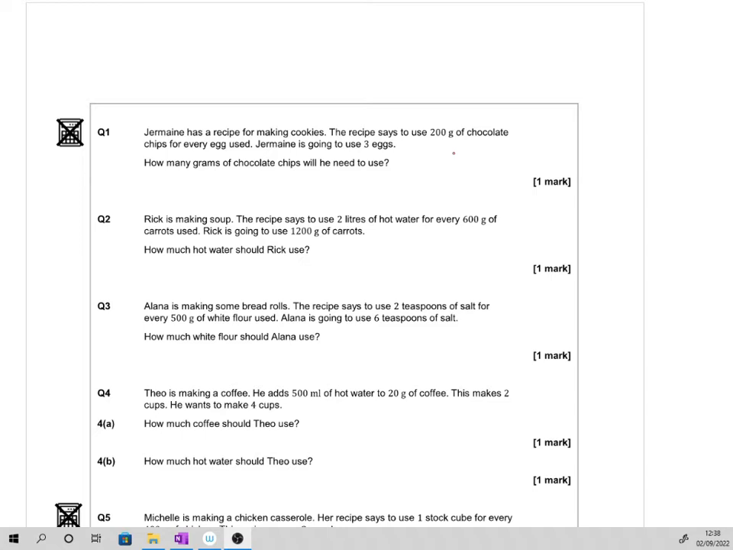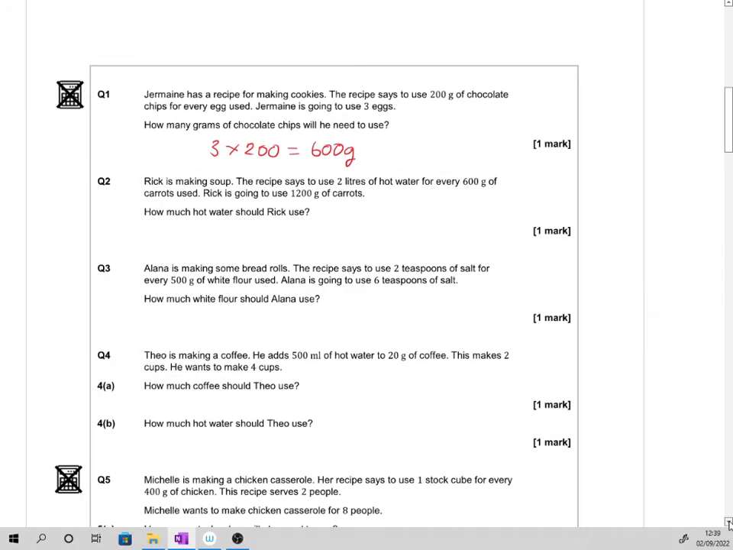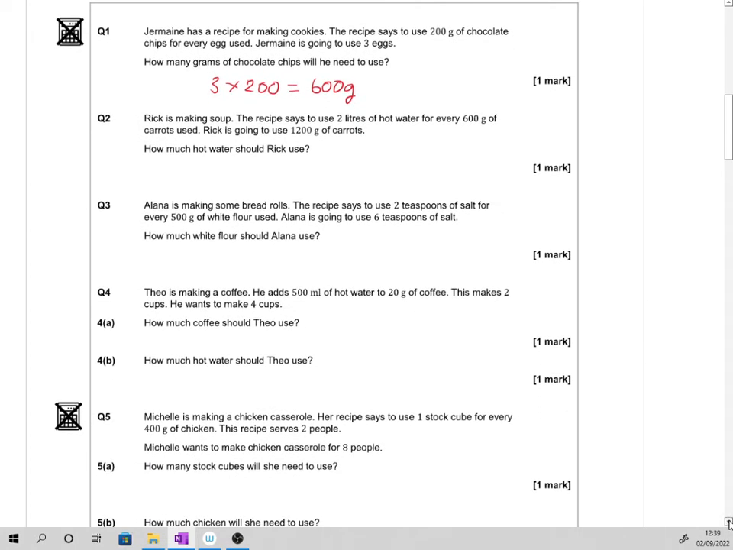Right, Jermaine has a recipe for making cookies. The recipe says use 200 grams of chocolate chips for every egg. He's going to use 3 eggs. How many chocolate chips? Well, 200 for every 1 egg, so you're going to need 3 times 200, which equals 600 grams of chocolate.